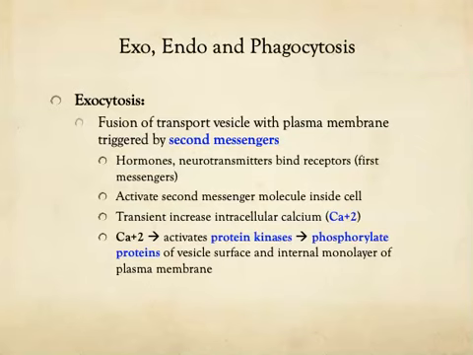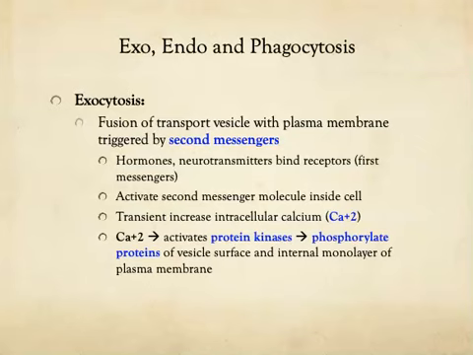And sometimes these cascades can continue on. The event that gets triggered in the cell will then cause another event to occur in the cell, and so on and so on. In the case of exocytosis, it's molecules like hormones and neurotransmitters that are coming in and binding to receptors on the membrane. You might consider these the first messengers.